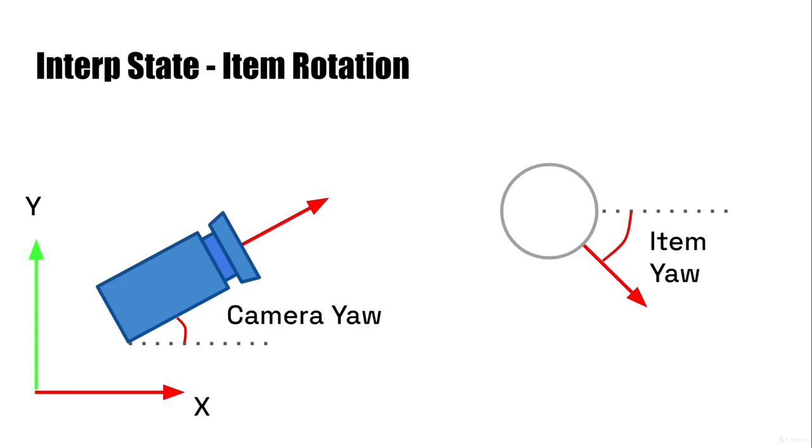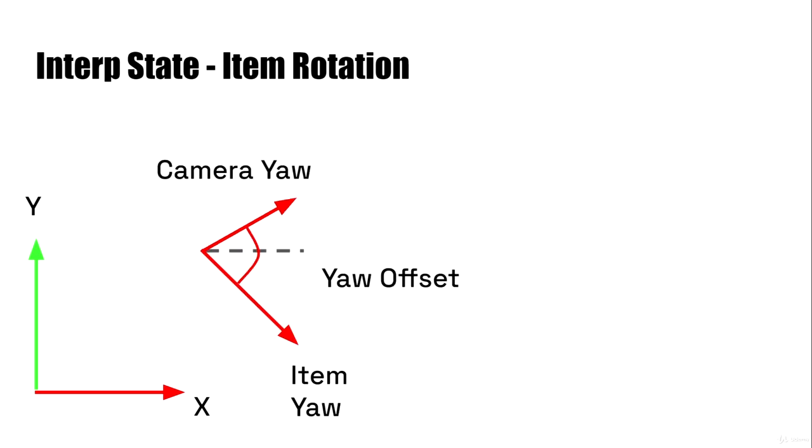And so at the time when the interpolation timer starts, both of these objects have a yaw relative to each other. Now here I have the camera's forward vector and the item's forward vector placed such that their tails are touching. In other words, they each have a yaw, and the difference between their yaw values we can call the yaw offset. Now we can calculate this yaw offset by taking the item yaw and subtracting the camera yaw, and that will give us the yaw that is the difference between the item and the camera.